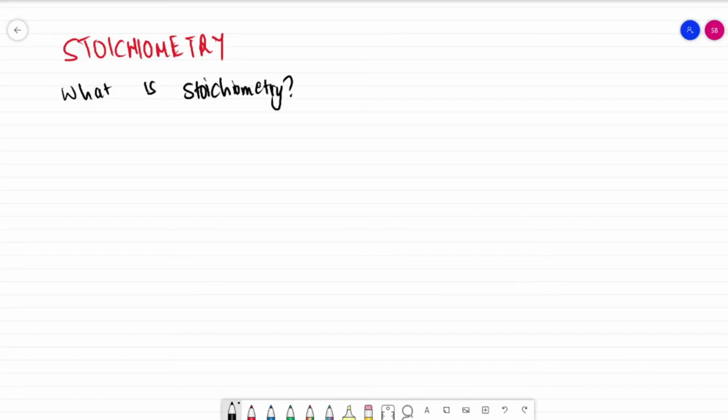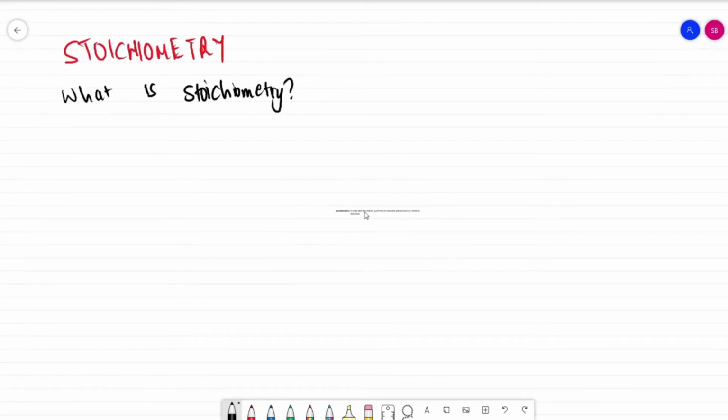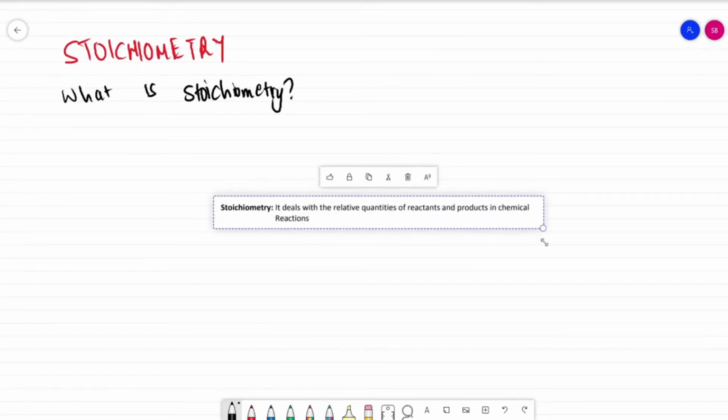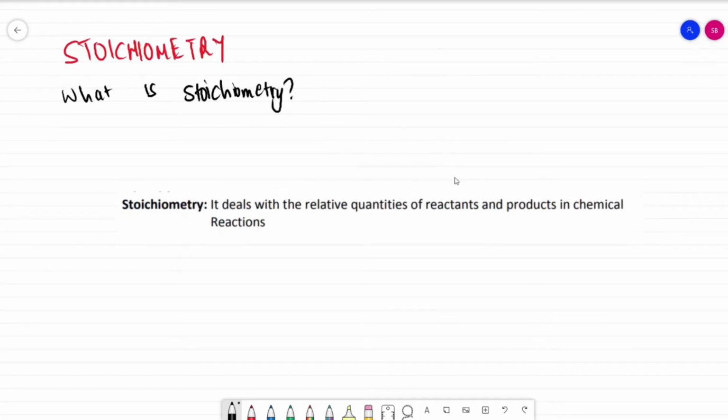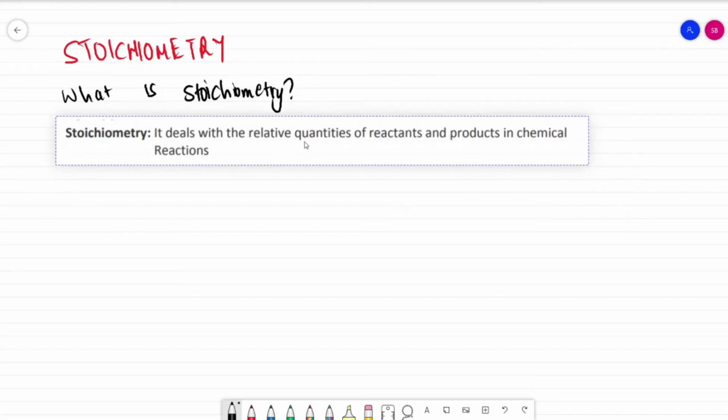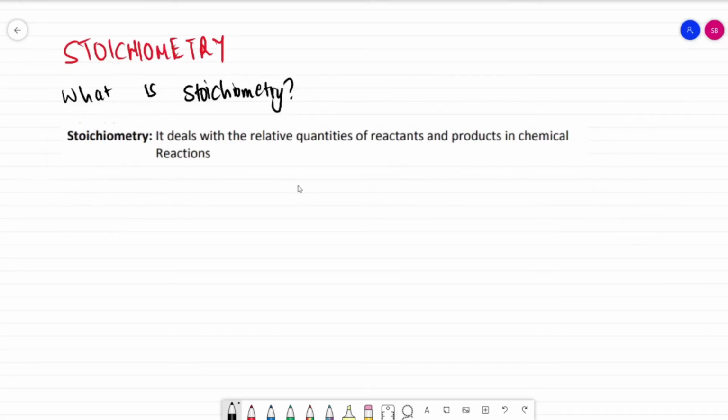Okay, and I can show you the definition right here. Let me just quickly show you the definition. This is the definition. I'm going to enlarge it. This is the definition of stoichiometry. It says it deals with the relative quantities of reactants and product in a chemical reaction. So we're going to start off this video by just giving definitions.